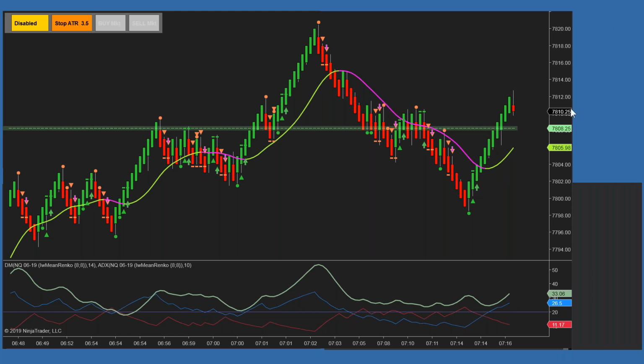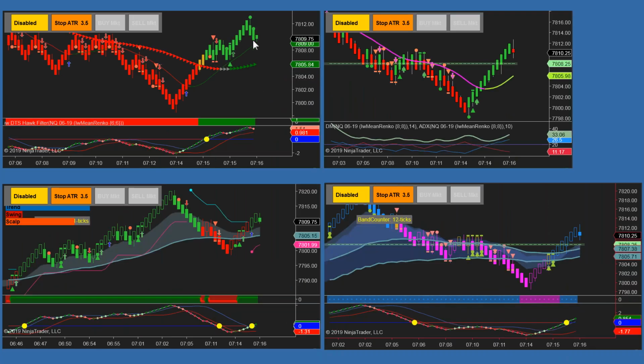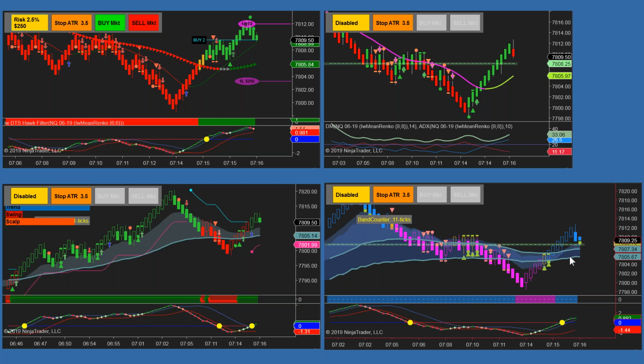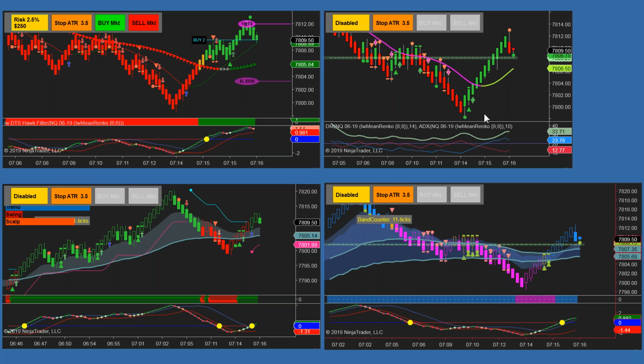Where do I have a buy signal? I'm going to get a buy signal here in the hawk. I'm going to get a buy signal. Oh, I should get a buy signal here in the raptor. It's going to be an early cloud cross. There we go. There's the warning dot.